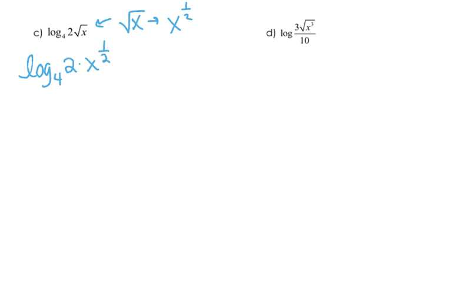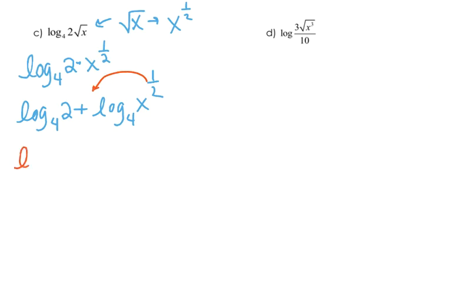Since we have a multiplication sign, I can break that up into 2 logs that are split up by an addition. So if there's a times, we can split them up with an addition. Log base 4 of 2 plus log base 4 x to the 1/2. Only thing I can really do now at this point is take this exponent and move it out front, leaving me with log base 4 of 2 plus 1/2 times log base 4 of x.